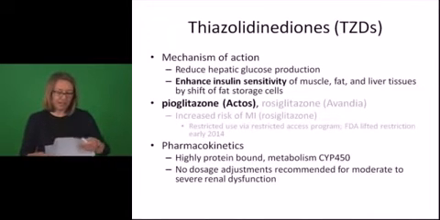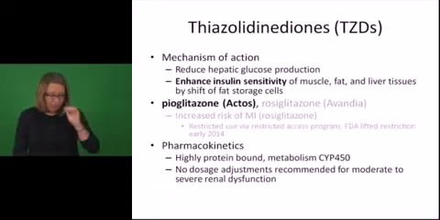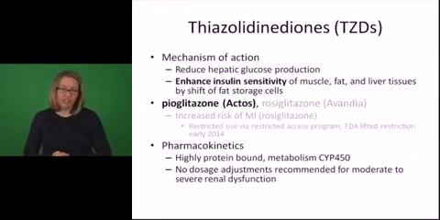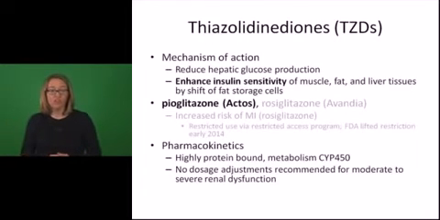The thiazolidinediones are the next class we're going to review, the TZDs. They're primarily known to enhance insulin sensitivity of muscle, fat, and liver tissues by shifting fat storage cells. And they also reduce hepatic glucose production.